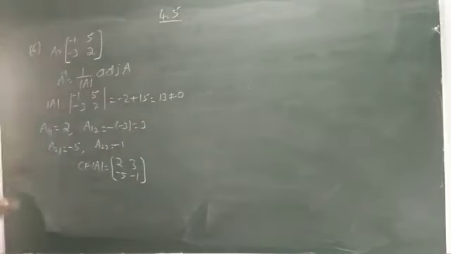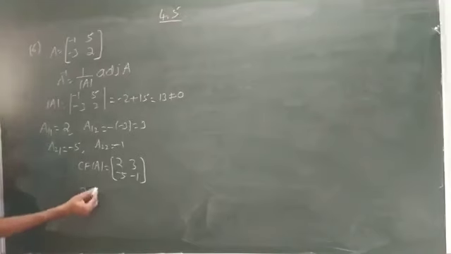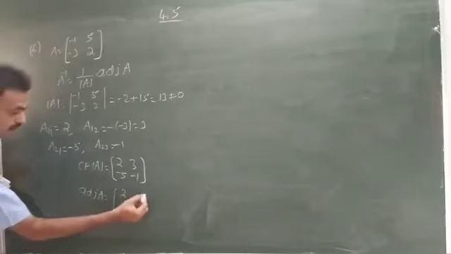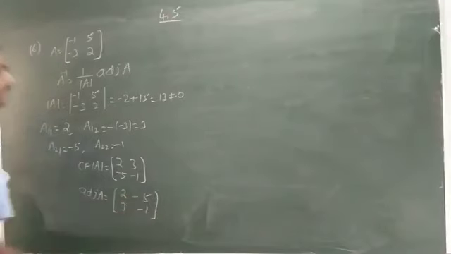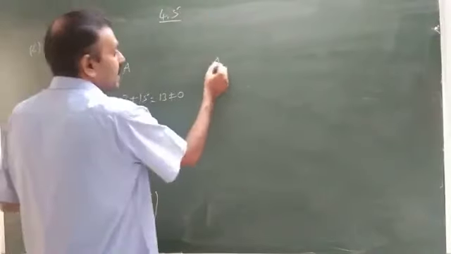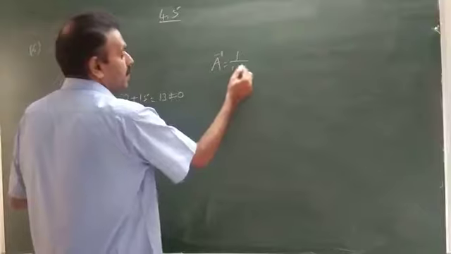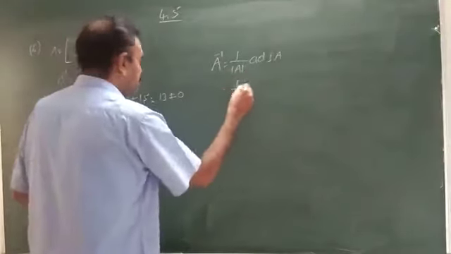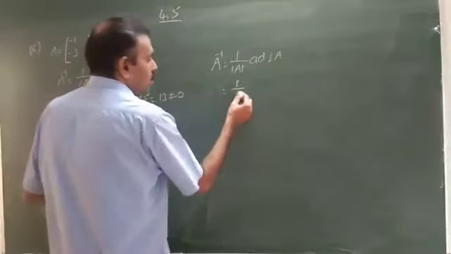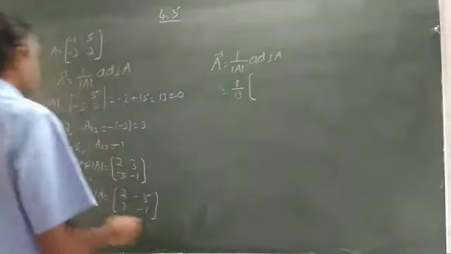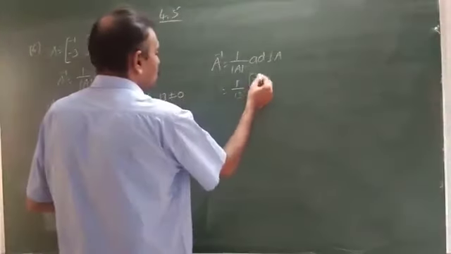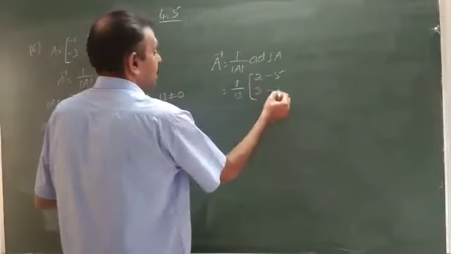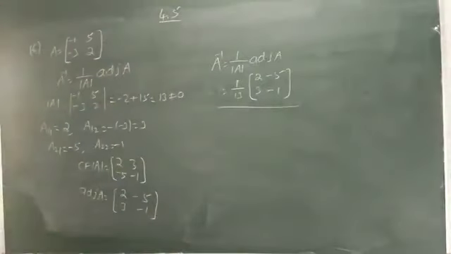So can we find it directly? From the cofactor, you write the adjoint. What is the adjoint? 2, minus 5, 3, minus 1. See, interchange the diagonal elements and change the signs of the other elements. What is A inverse now? A inverse is 1 by determinant A into adjoint of matrix A. Determinant A is 13. 1 by 13 into adjoint of matrix A. What is the adjoint? 2, minus 5, 3, minus 1.